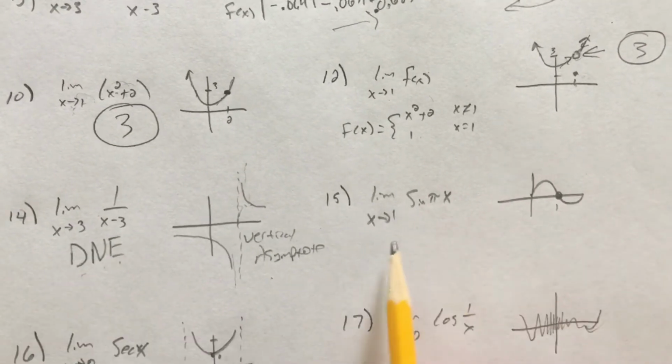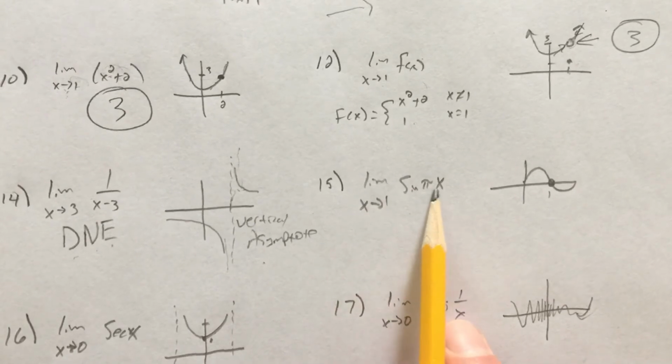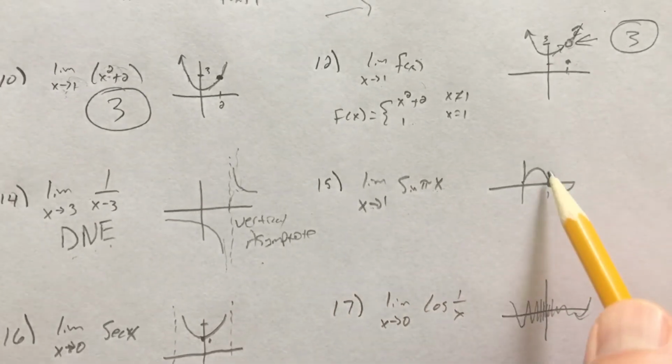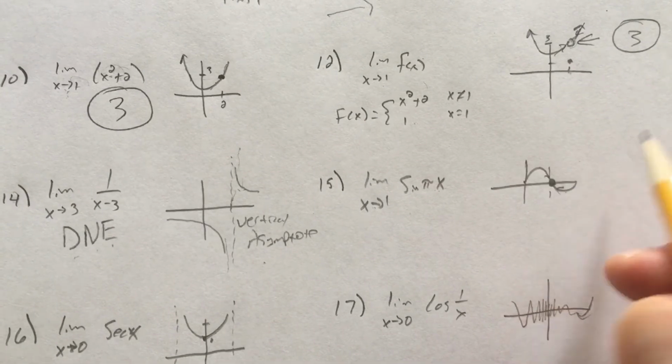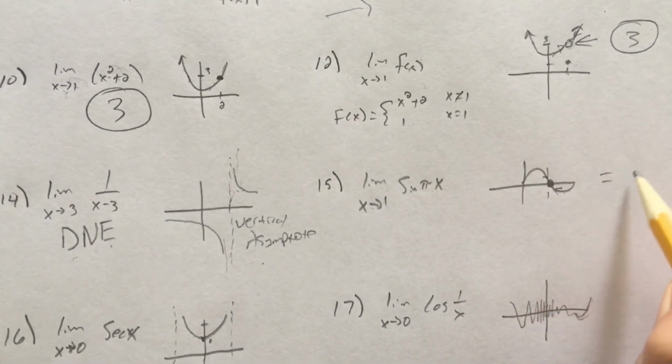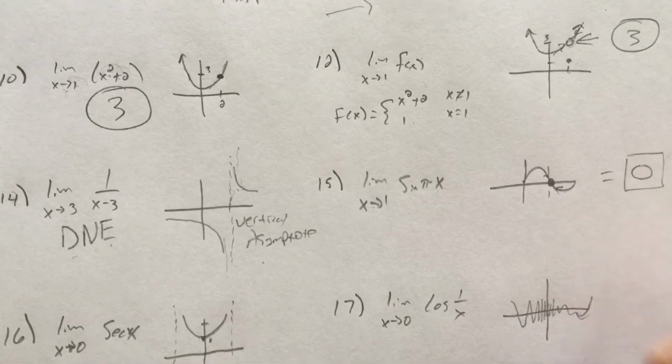For number 15, we're saying what does the sine of pi x look like as I approach 1? As I approach 1 from the left and the right, we're converging to a spot right on the x-axis, so I would say that the limit for that is 0.